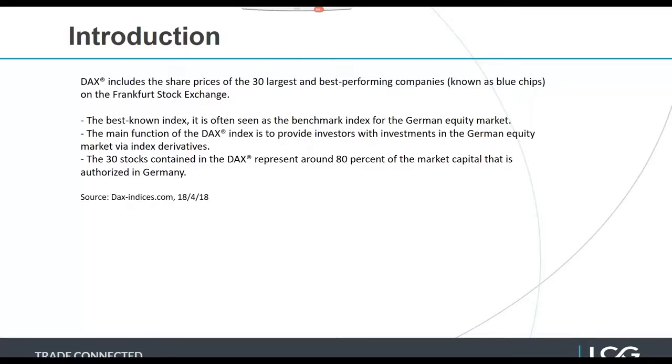So the 30 stocks contained within the DAX represent about 80% of the market capital authorized in Germany. Even though it's only 30 companies, those companies are so huge that they still represent about 80% of all the public equity out there in Germany. So obviously quite a concentrated set of companies that dominate Germany, but that's not unusual. It's similar in the UK, or to a lesser degree the US, because it's such a huge economy, but a lot of the European countries as well.